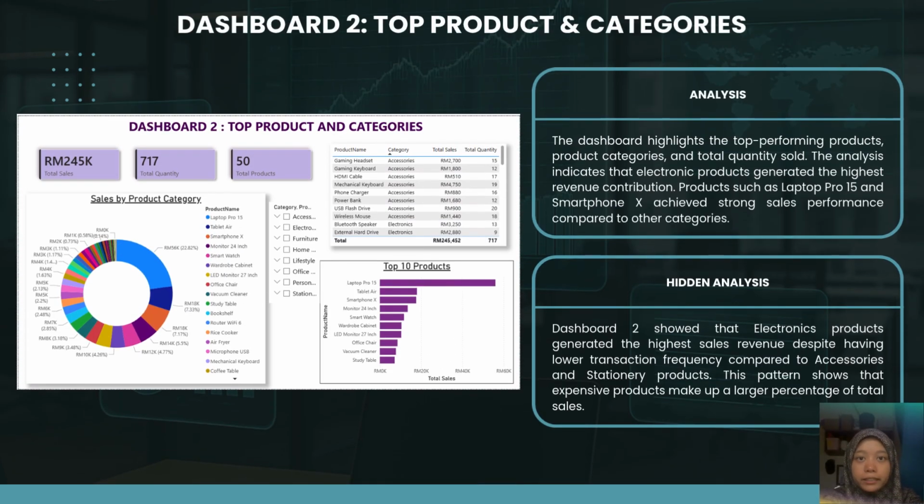Insight, although categories like accessory and stationery have a higher numbers of transactions, the electronic categories generate the highest revenue because of its higher selling price. This shows that the higher value products play a significant role in increasing overall sales revenue.